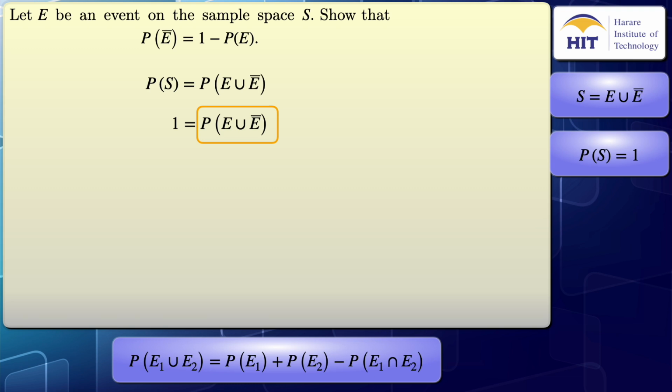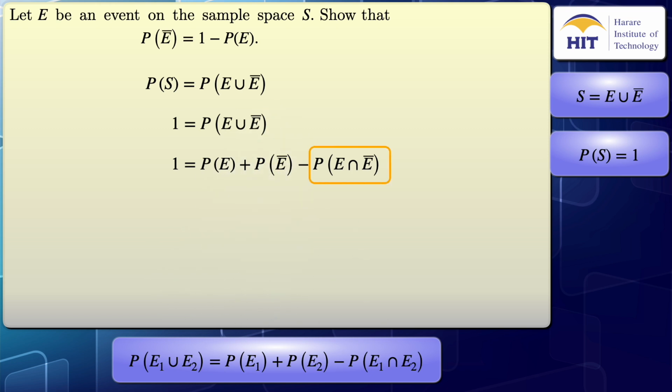So if we use this formula here, apply it on the highlighted part there, what we would have is 1 is equal to probability of E plus probability of E complement minus probability of E intersection E complement. I just replaced E1 with E, then E2 with E complement in this formula here. So I'll now move on to the next step, looking at the probability of E intersection E complement. And the intersection of a set and its complement gives us the empty set. So for that highlighted part there, we would have the probability of the empty set.